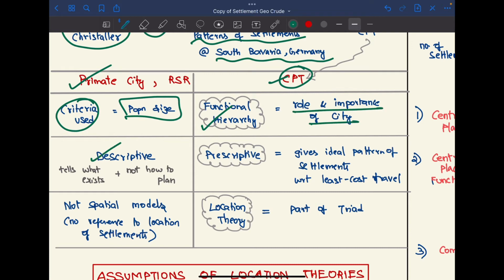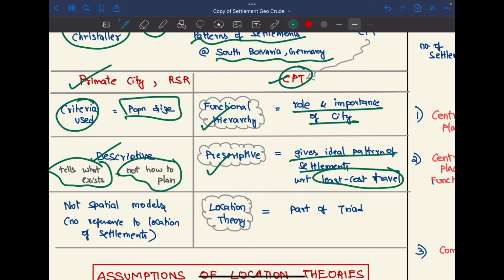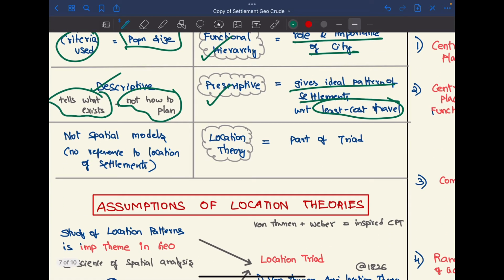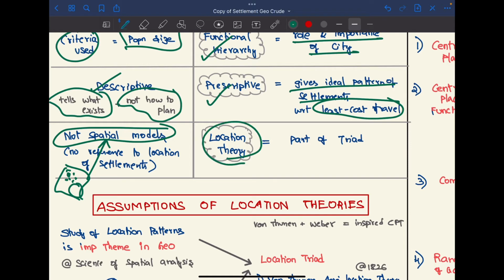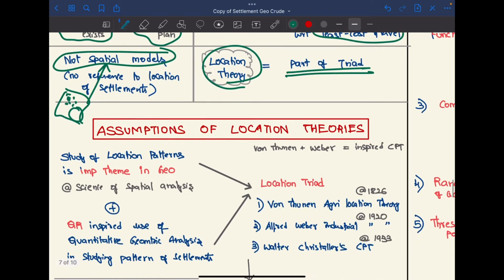The earlier one is a descriptive model. It just tells us what exists and not how to plan. This is a prescriptive model. It gives the ideal pattern of settlement with respect to the least cost and travel. The earlier ones are not spatial models, so they do not consider whether the city is here, all the cities are here, or there are no cities here. It does not consider all that. Here this is a location theory, so it is a part of the location triad, which we'll see now.